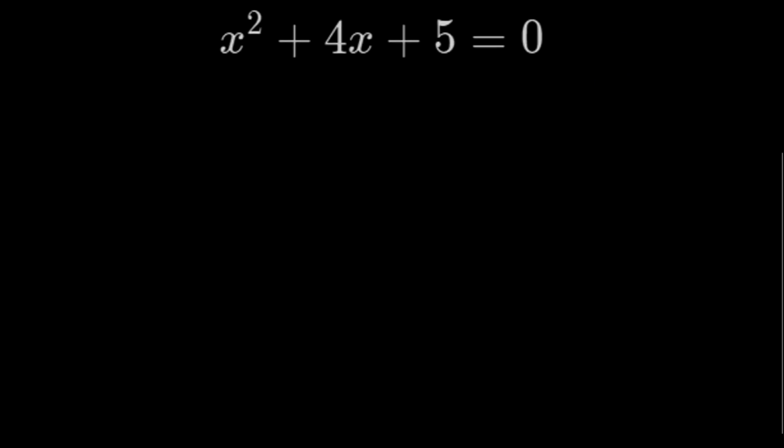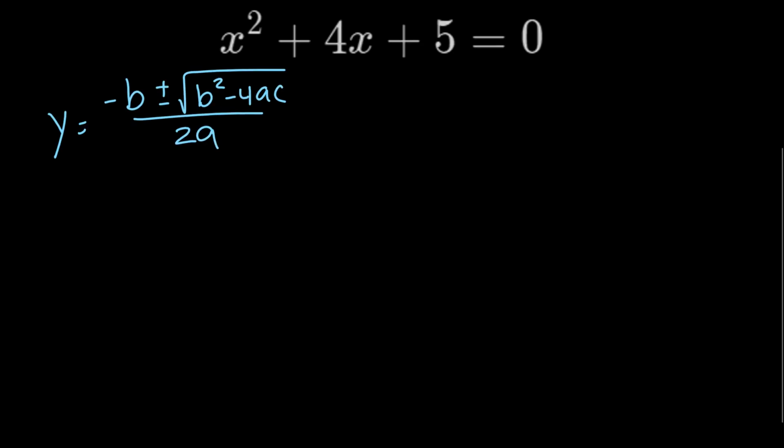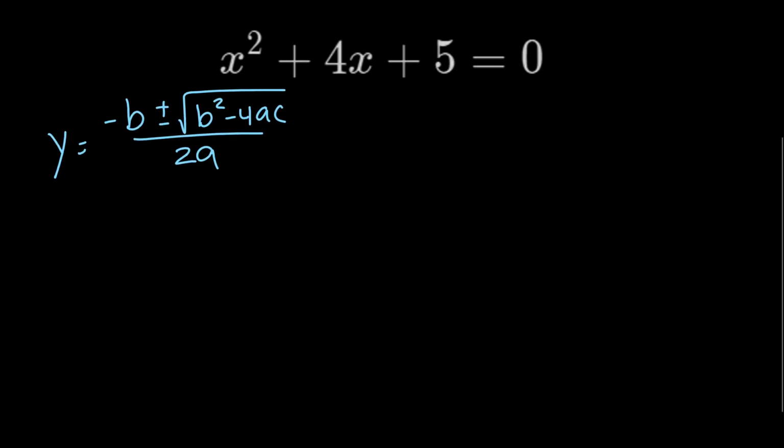The quadratic formula. What is the quadratic formula? x is equal to negative b plus or minus the square root of b squared minus 4ac, over 2a. All right. And what is our a value? 1. Not x squared, 1. And what's our b value?